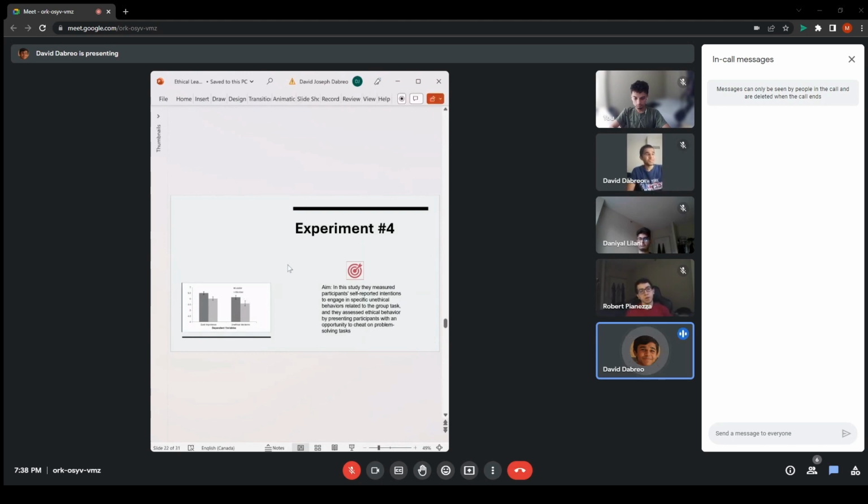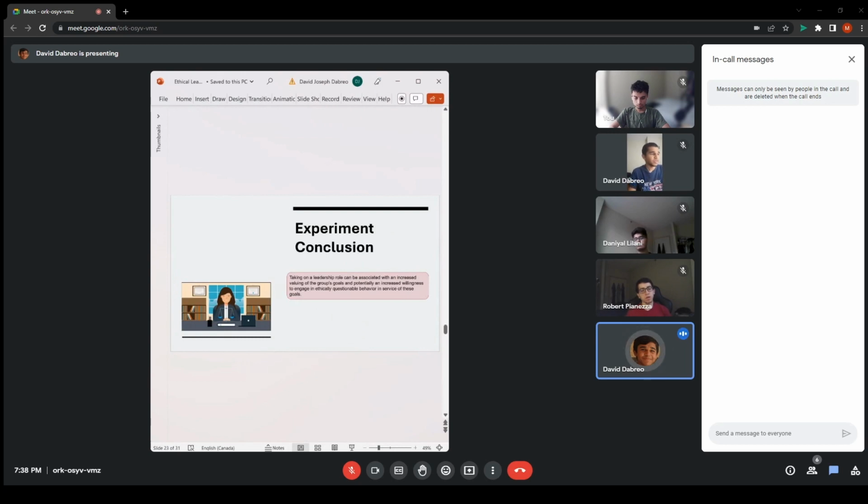So the conclusion of this experiment was that taking on a leadership role can be associated with increased valuing of the group's goals and potentially an increased willingness to engage in ethically questionable behavior in the service of these goals.